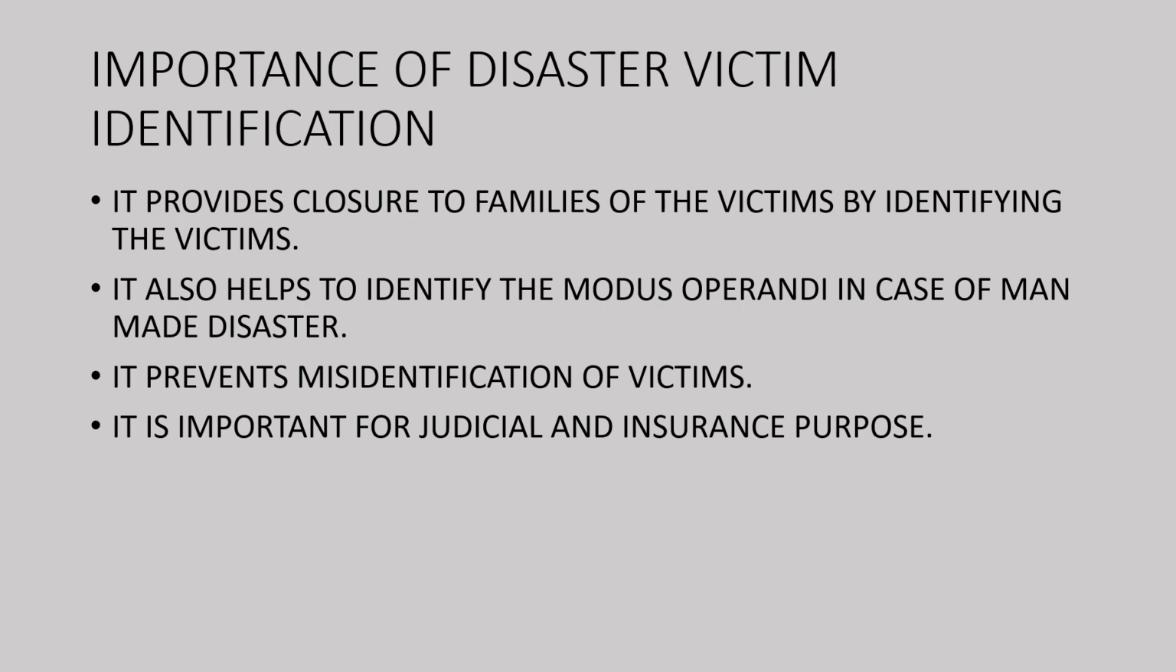By using the primary and the secondary identification methods, we get to identify the victim, and it prevents delivering a wrong corpse of the person or the victim to the family members. And it's also important in judicial and insurance purposes, in case of life insurance, basically.